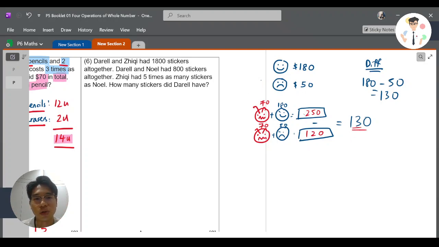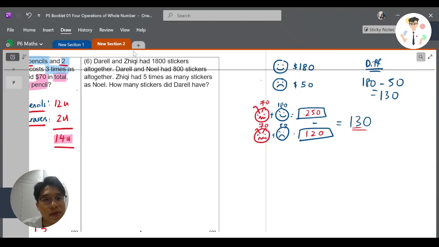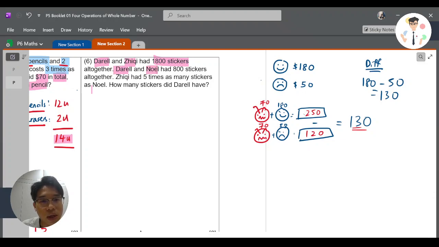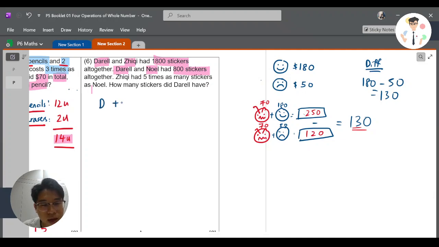So do you get the idea? It's not important for me to know this individual person, okay? As long as I know the difference, right? Okay? So let's try and look at this question. Now, let me just highlight a bit. Daryl and Zhiqi had 1,800 stickers. Daryl and Noel had 800 stickers altogether. Okay, let's try to see. Daryl plus Zhiqi had 1,800. Daryl plus Noel had 800.